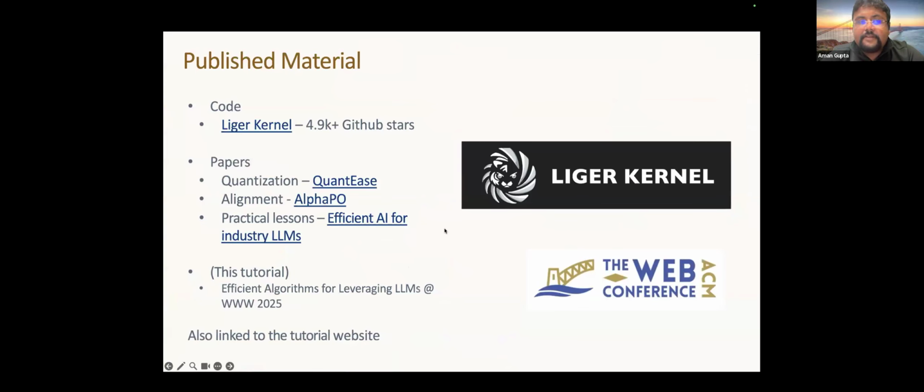Here is some published material. Some of our team members are authors of Liger kernel, which became really famous recently, which allows you to do efficient training, reduce memory usage, and has close to 5,000 GitHub stars. We have published several papers on quantization, alignment, and recently practical lessons on efficient AI for industry LLMs. And all of this material is also linked to the tutorial website.